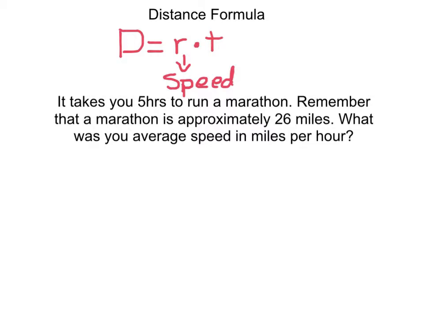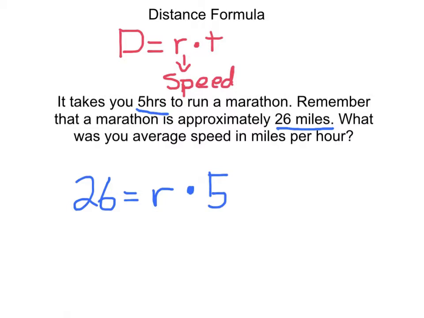So for example, we have 5 hours. That is clearly a time. So if I'm going to use my distance formula, I'm going to substitute in the 5 for time. Next, I also have 26 miles. That's not a speed, that's a distance. So I have 26 equals rate, or speed, times 5. And this is the problem that I would have to solve to find out how fast I'm going.